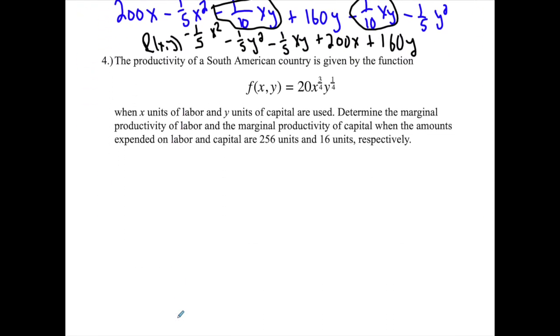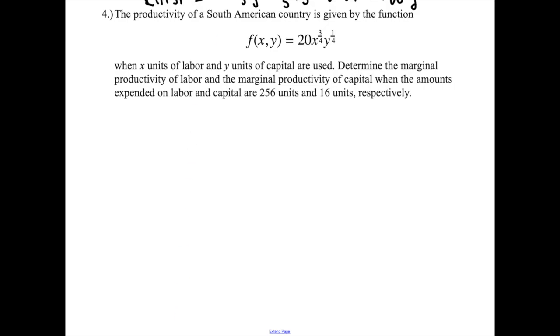Okay, the second problem has to do with partial derivatives. The productivity of a South American country is given by this function. The productivity is determined by labor and capital, where X represents units of labor and Y represents units of capital. We need to determine the marginal productivity of labor and the marginal productivity of capital when the amounts expended on labor and capital are 256 and 16 units respectively.